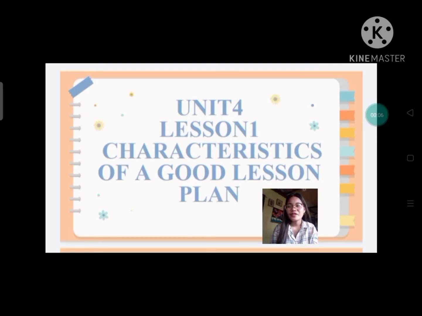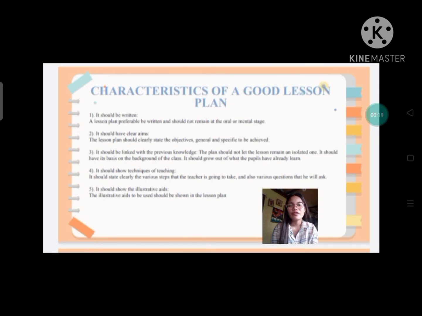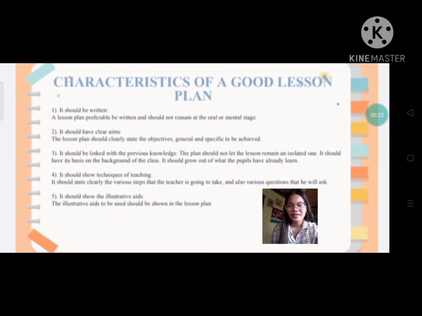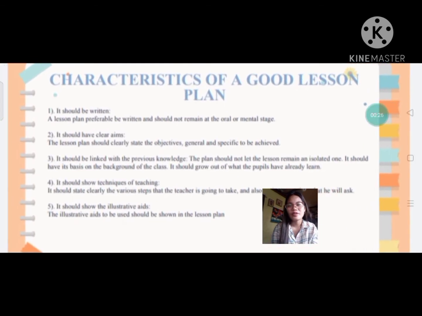For today I'm going to tackle Unit 4, Lesson 1, which is the characteristics of a good lesson plan. Okay, let's start. Generally speaking, the following are the characteristics of a good lesson plan. Number 1, it should be written. A lesson plan should preferably be written and should not remain at the oral or mental stage.